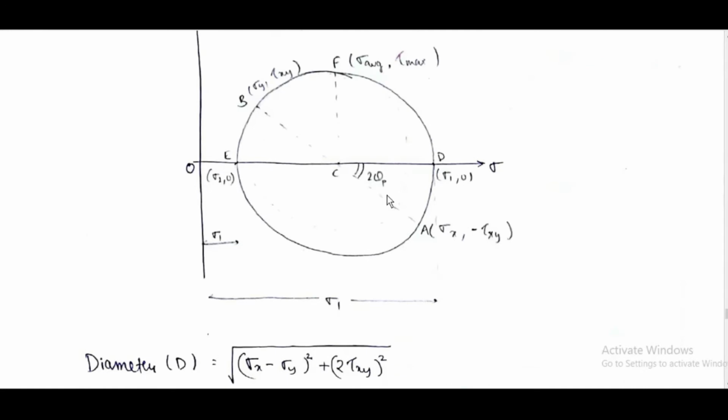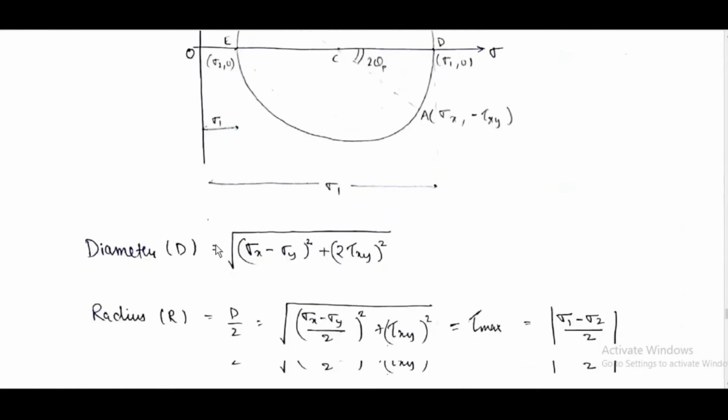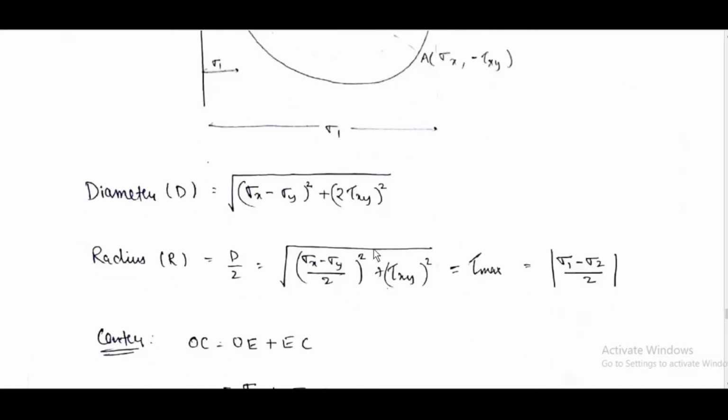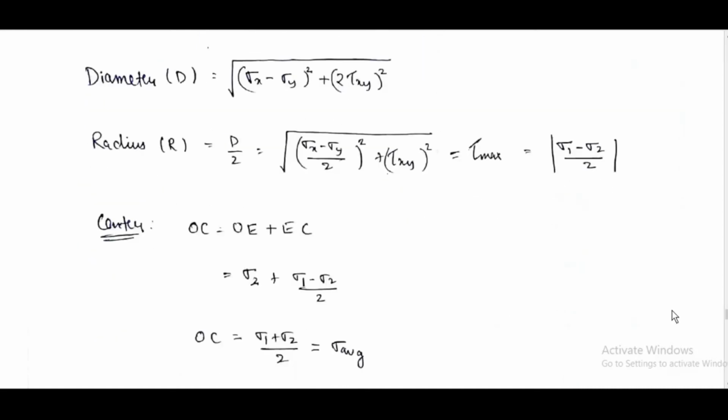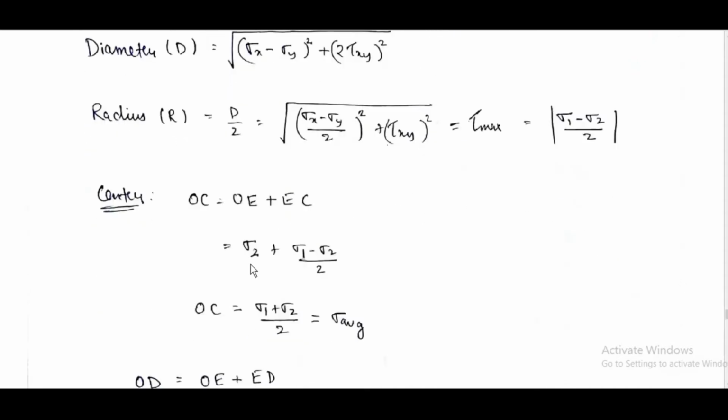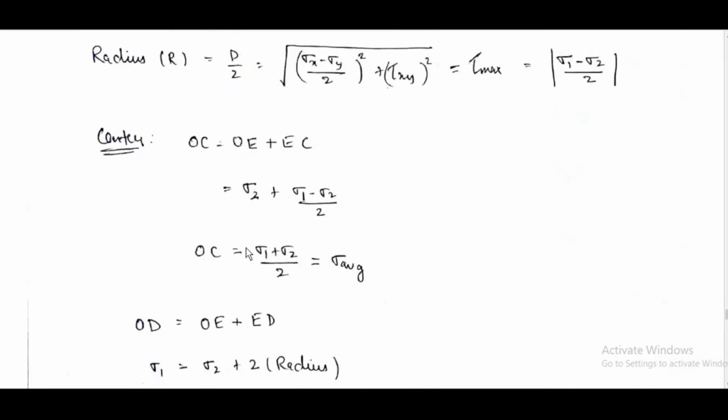Center of Mohr circle to the top is sigma average. Count on diameter: d is equal to root of (sigma x minus sigma y) whole square plus 4 tau xy square. Radius is equal to d by 2, which is equal to root of ((sigma x minus sigma y) by 2) whole square plus tau xy square, which is equal to tau max, which is nothing but mod of (sigma 1 minus sigma 2) by 2. Center is OE plus EC, which will finally give (sigma 1 plus sigma 2) by 2.